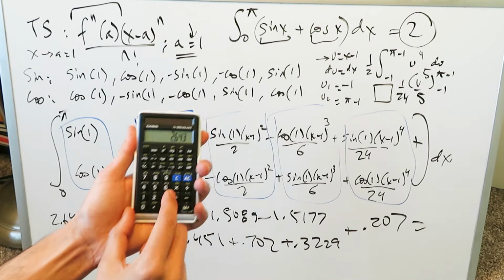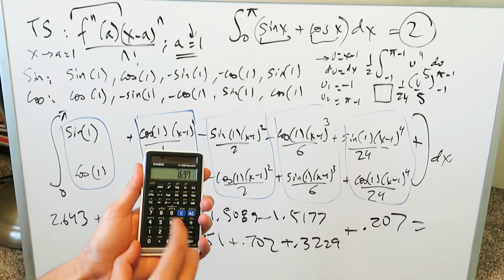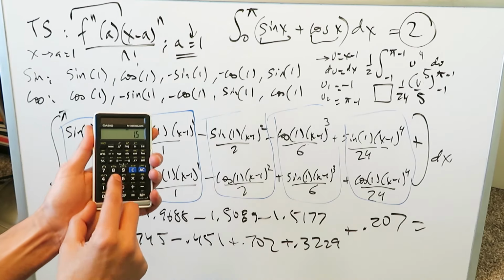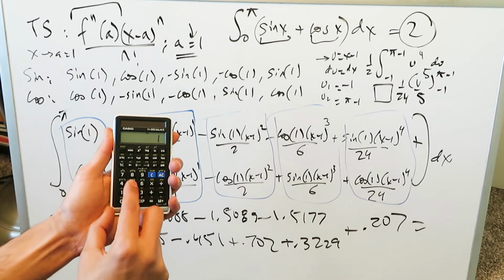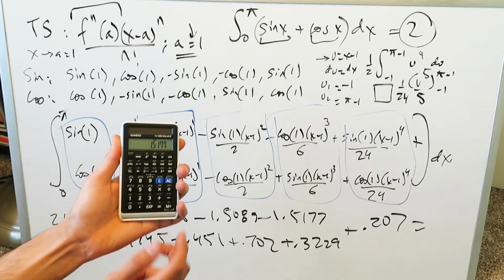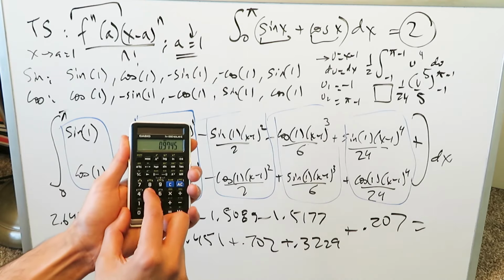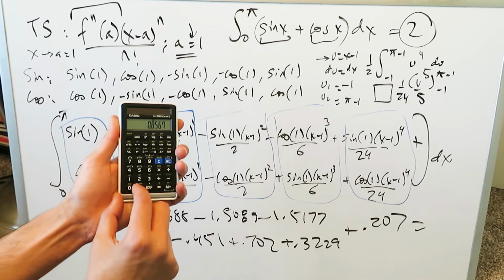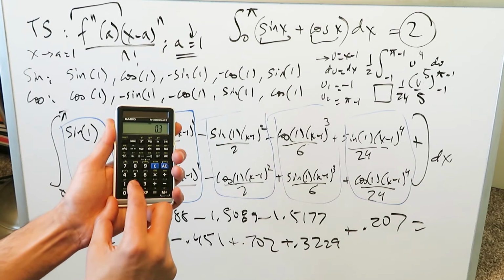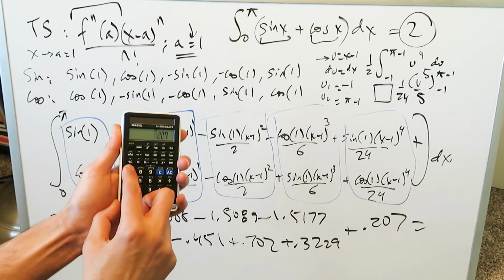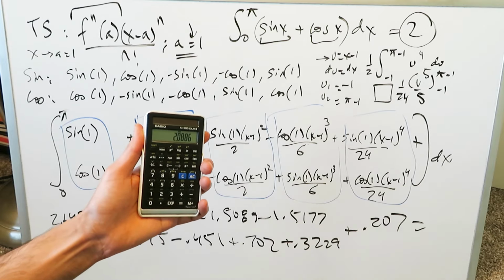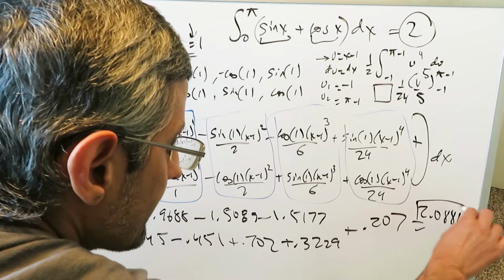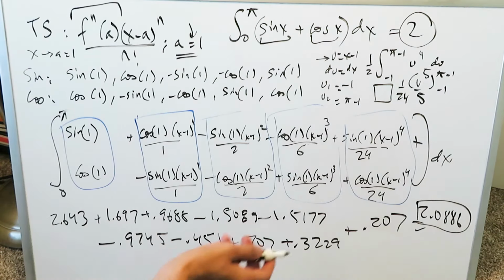We have a 2.643 plus 1.697 plus 0.9688 minus 1.5089 minus 1.5177 right here minus 0.9745 minus this point right here, 0.451 plus 0.702 plus 0.3229 plus 0.207. I'm getting a value here, 2.0886, and I'm putting that down right here, 2.0886. That's the end result of my definite integral procedure, which you can round down to 2.